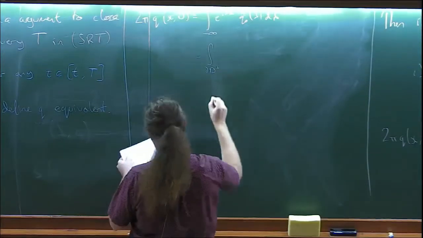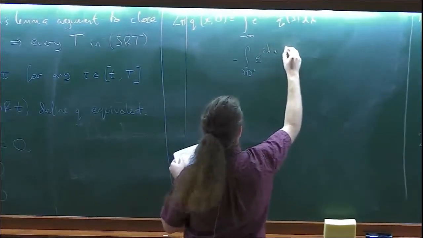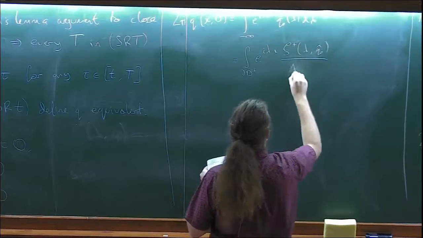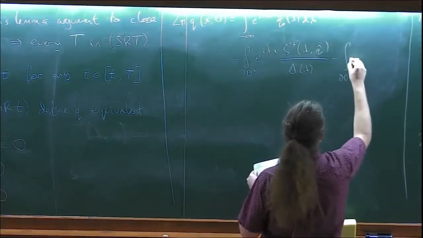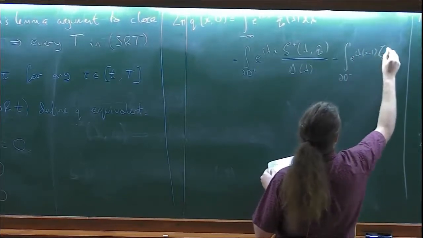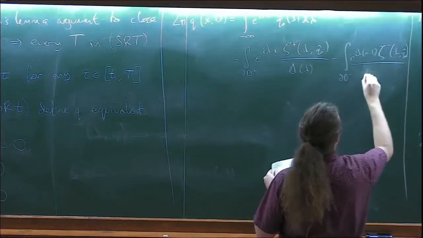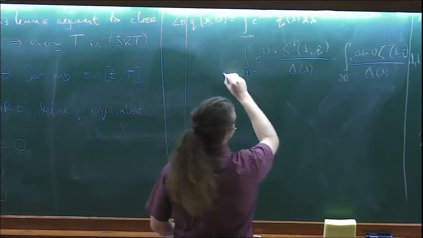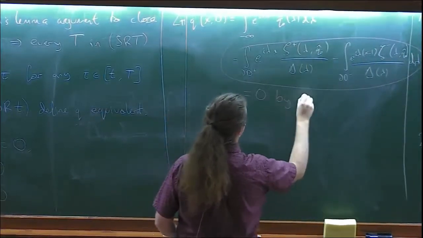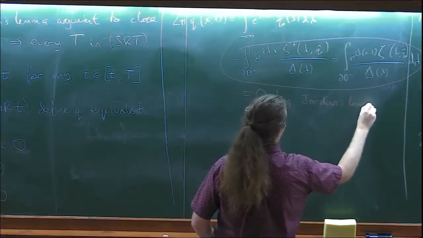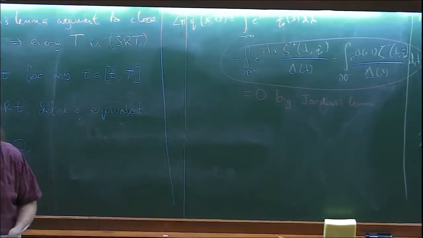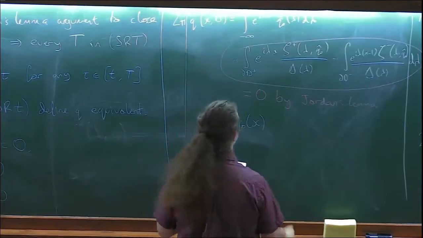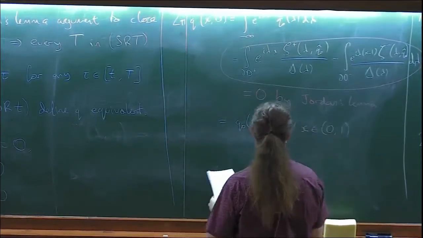Minus boundary integral e to the I lambda x. I'm just going to write it like this. Minus the other boundary integral, and it turns out that these equal 0 by another Jordan's lemma. So this whole thing is now q naught of x for all x.